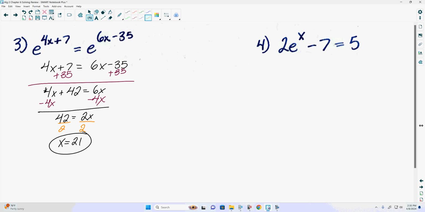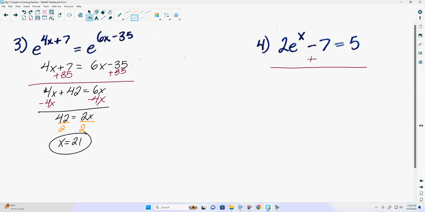Number 4 is a little bit different because we don't have just our bases be the same. We actually have addition, subtraction, and multiplication. So before we can solve anything or apply any of our base or log, we need to get the term with the variable and the exponent by itself. In this case, e to the x. So what's the first thing we can do to get e to the x by itself?